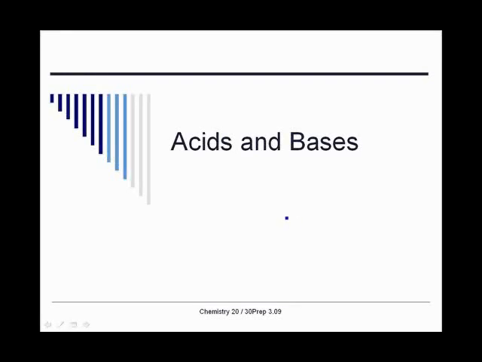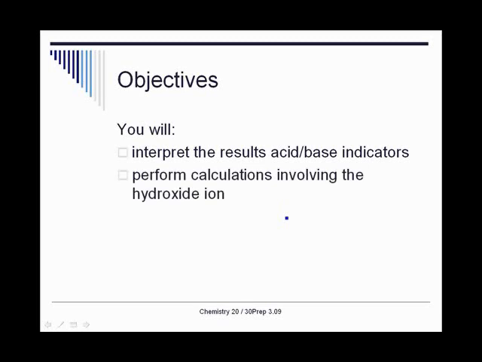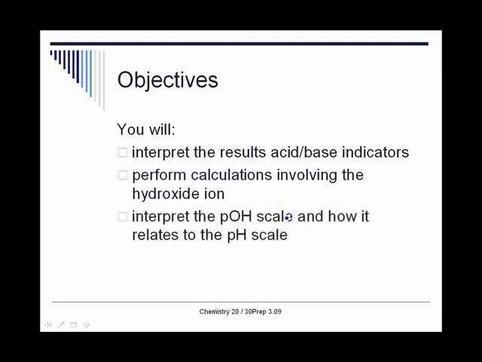Welcome back. This will be the last lecture for Unit 3 on acids and bases, and we're going to be talking about pH indicators and pOH. In your textbook, it's 231 to 243, and by the end of this lecture, you will be able to interpret the results of acid-base indicators, perform calculations involving the hydroxide ion, interpret the pOH scale and how it relates to the pH scale, and perform calculations involving pH and pOH.